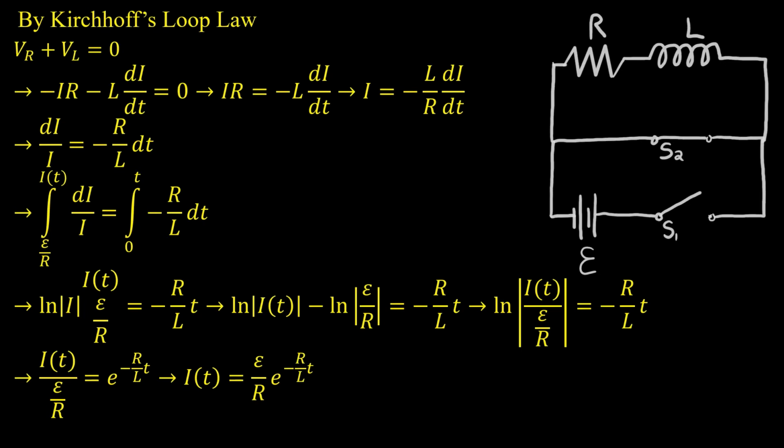Now what that means mathematically is the current starts off at epsilon over R, which was the current before the switches were flipped. And then e to negative R over L t, that's just an asymptotic decreasing function. So it starts off at what the current was and then decreases asymptotically.